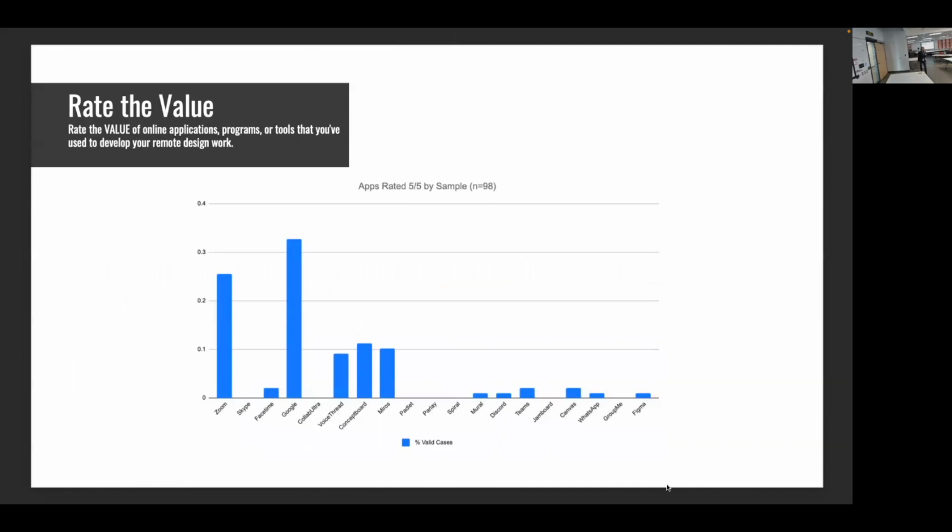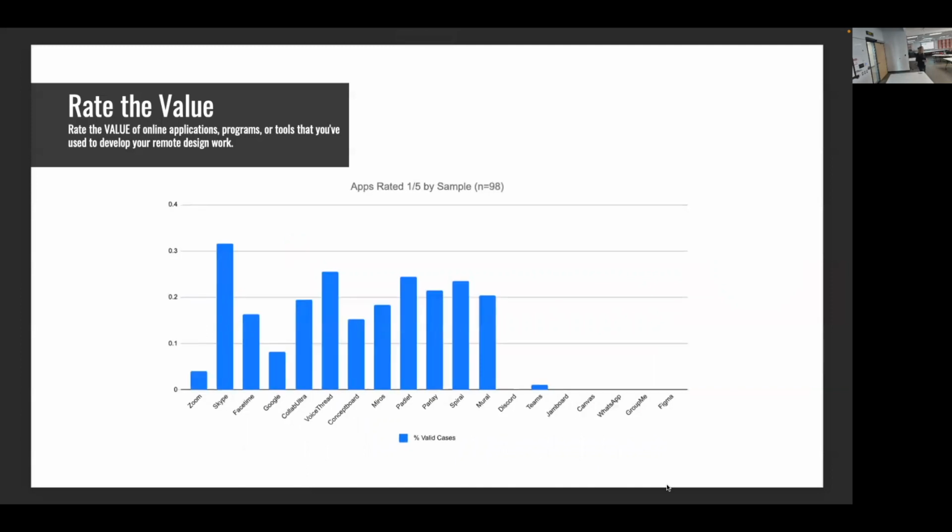This was also really interesting. They were asked to rate the value of each of these. So this is what it looked like for all of them that gave it a 5 out of 5. Google got 5 out of 5, obviously the most frequently, and then Zoom. These were the ones that got 1 out of 5.